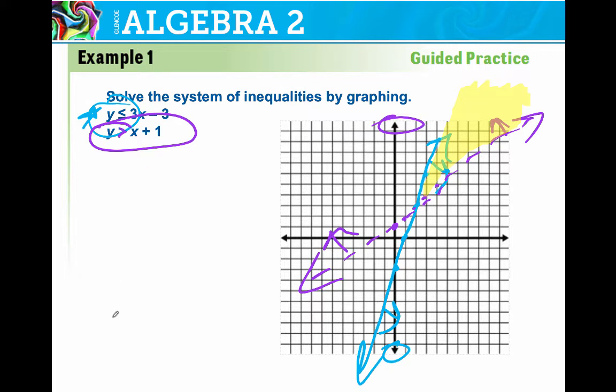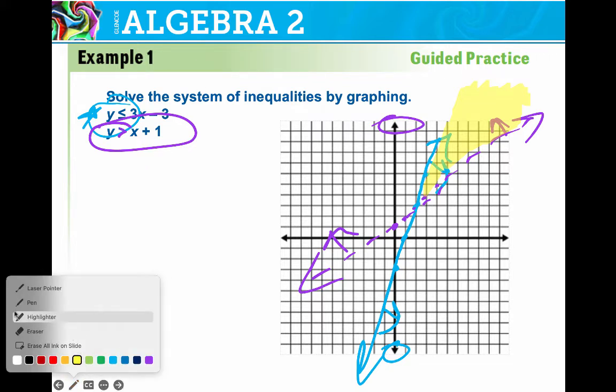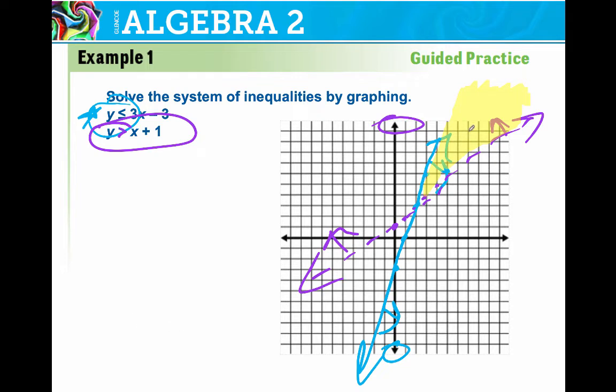The other thing you can do if you really want to check is grab a point that is in here. So I could grab this 1, 2, 3, 4, 5, 6, 7, and 1, 2, 3, 4, 5, 6, 7, 8, 9, 10. So I could grab 7, 10 and plug it in there. Is 10 less than or equal to 2 times 7 minus 3, or 18? Yep. And is 10 greater than 7 plus 1, or 8? Yep, so it checks out. If you grab one from the shaded region, then you're sure that you're good, because the origin doesn't always hold up on these ones.